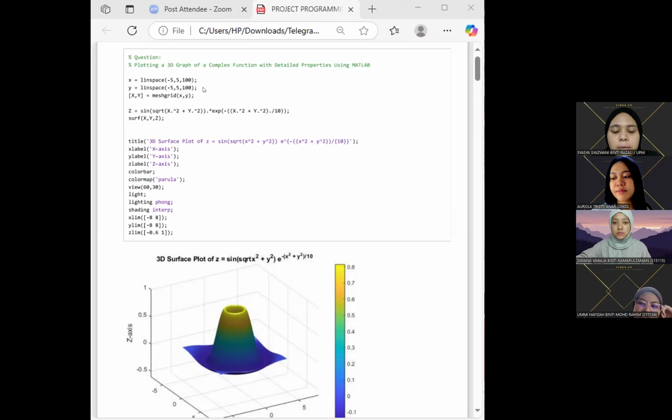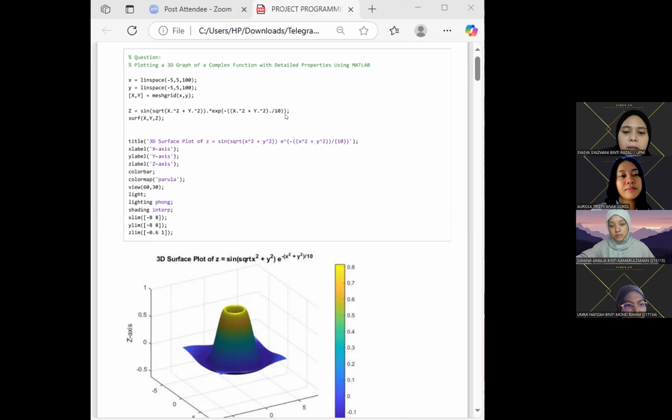Next, we use the meshgrid function to generate a grid of coordinates. It is necessary to evaluate the function z at every combination of x and y values. Next, we compute the function z using element-wise operations. We use the dot operator to ensure that each element is processed individually, and the expression square root of x squared plus y squared calculates the radial distance from the origin of each grid point.